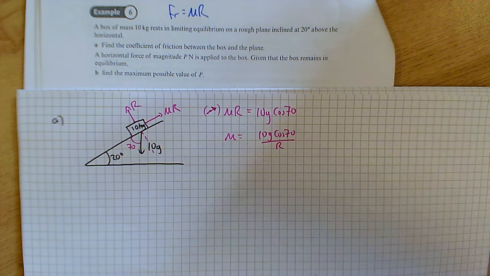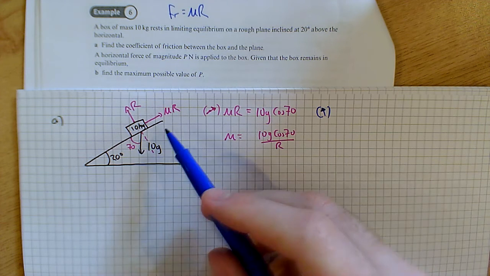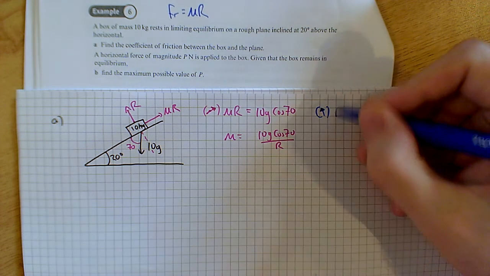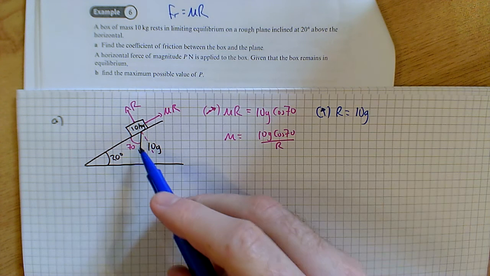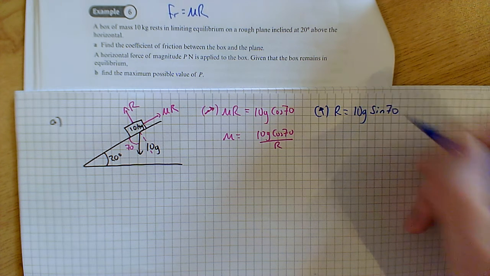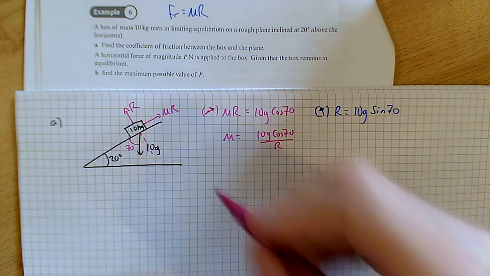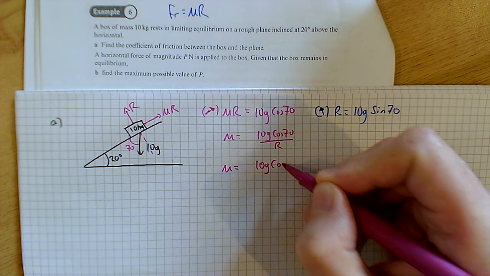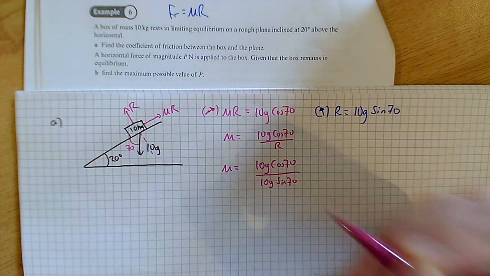So in order to get R, we're going to have to resolve in the direction of R. Remember it's a slope, so we always resolve parallel to the slope and perpendicular to the slope. So R is equal to, and we can see it's 10g again, and we go away from the 70, so it's sine 70. So if we take this, we'll get that mu is 10g cos 70 over 10g sine 70.